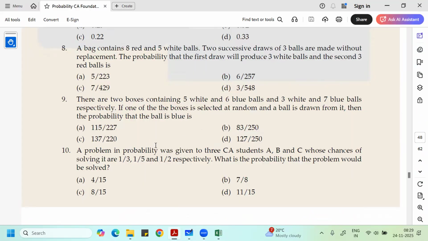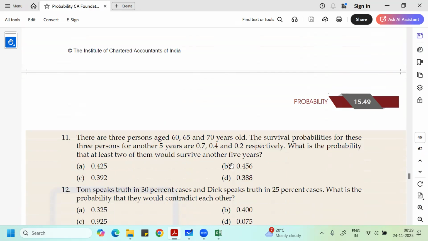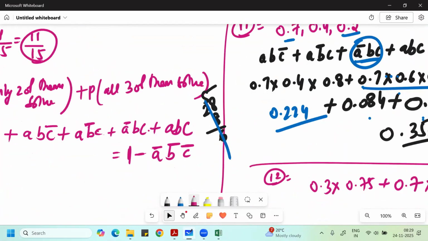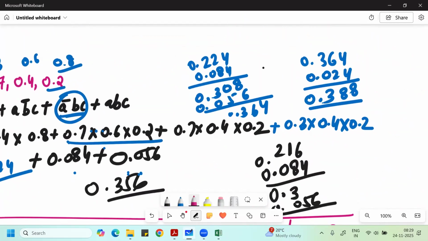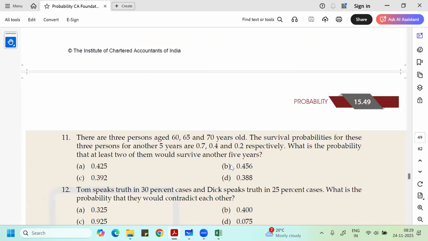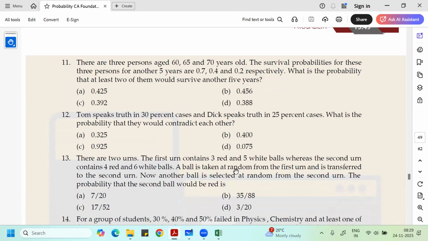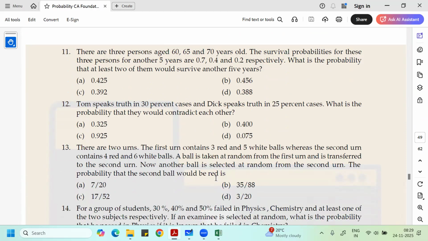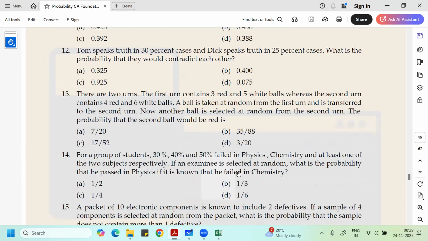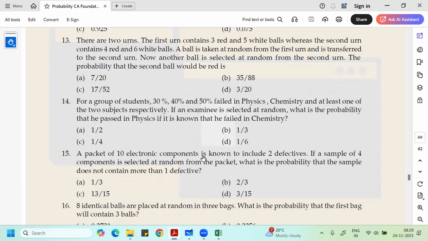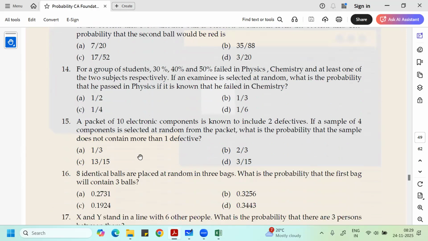Question number 9, answer is option C. Question number 10, answer is option D. Question number 11, I think answer is option D or what? Question number 11, the answer is option D, 0.388. Question number 12 is 0.4. Question number 13 is option B. Question number 14 is option A. Question number 15 is option C.